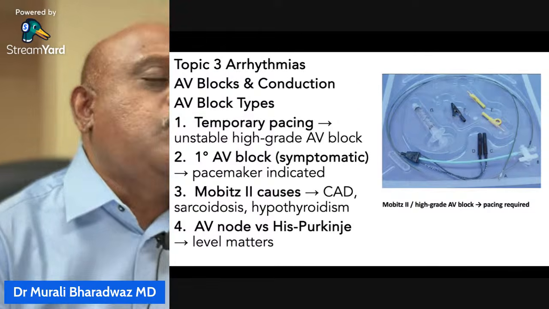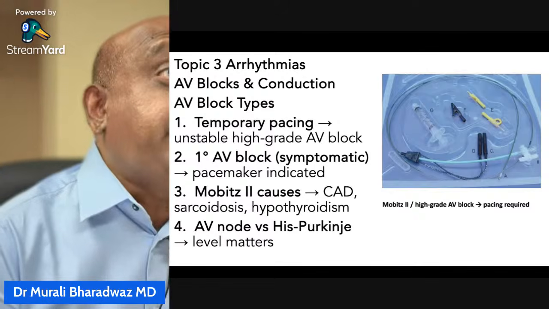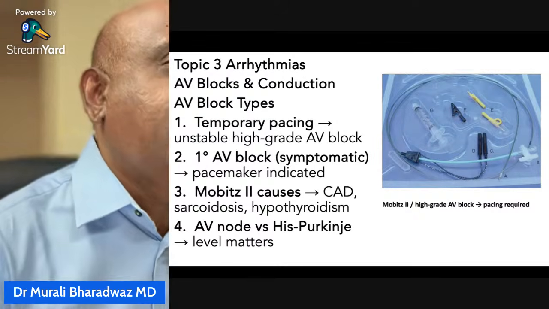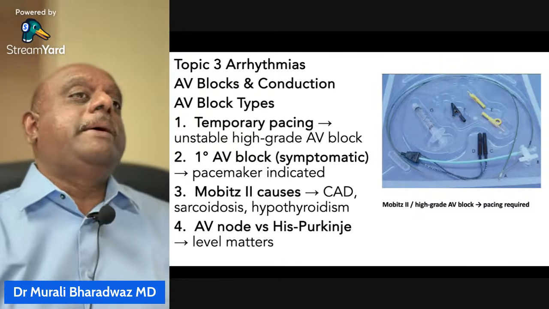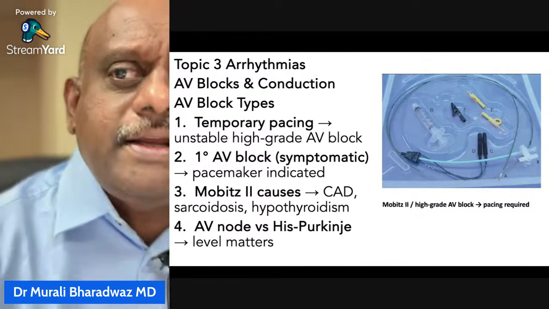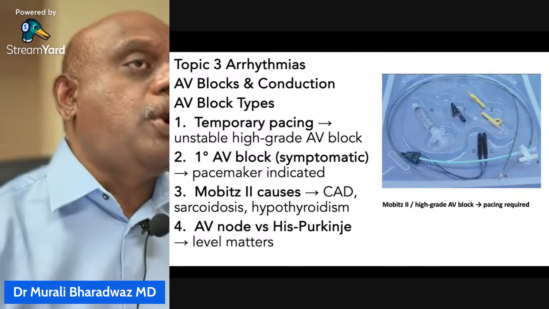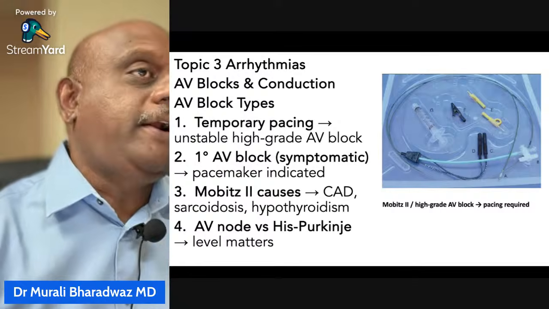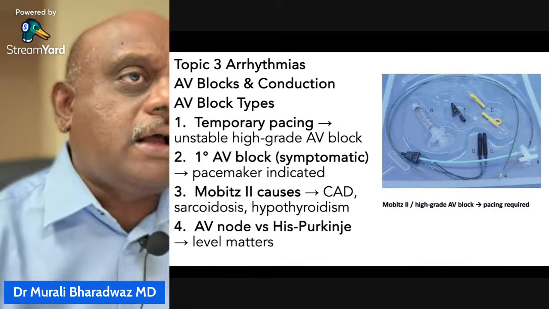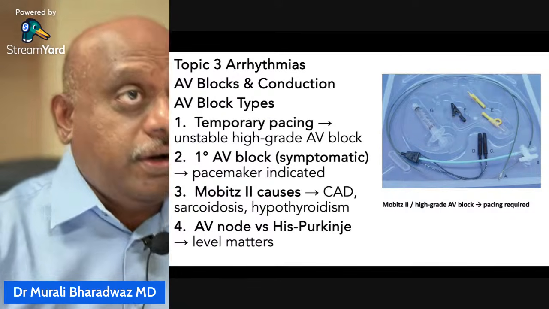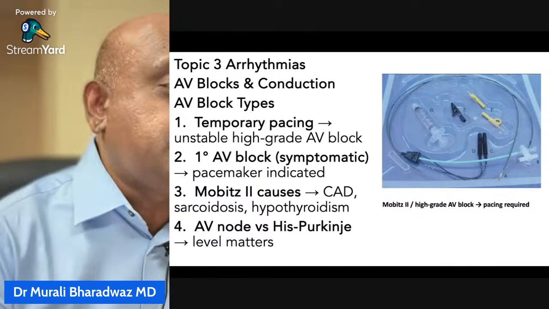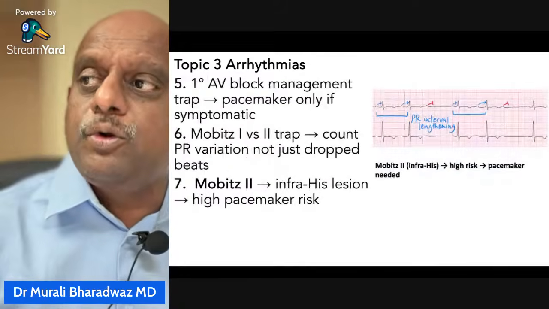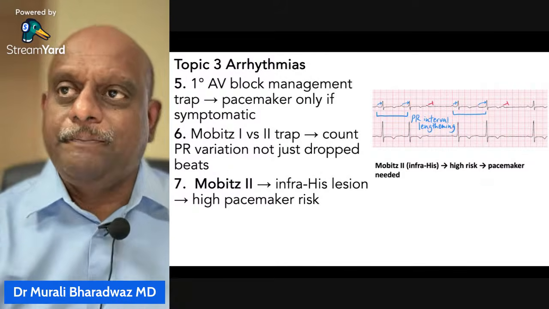Between Mobitz type 1 and 2, which is more dangerous? Mobitz type 2 is unpredictable and that leads to the development of a sudden cardiac collapse is what we need to basically remember. So that is the reason Mobitz type 2 block is considered to be an indication for the pacemaker, is what we need to remember in exam. So what is the cause of the Mobitz type 2 block, doctor? Coronary artery disease, sarcoidosis, hypothyroidism. They're all the causes of the Mobitz type 2 block is what we need to remember.